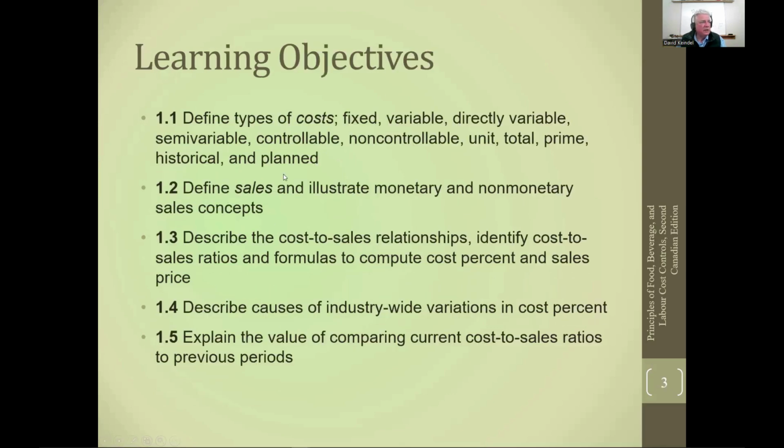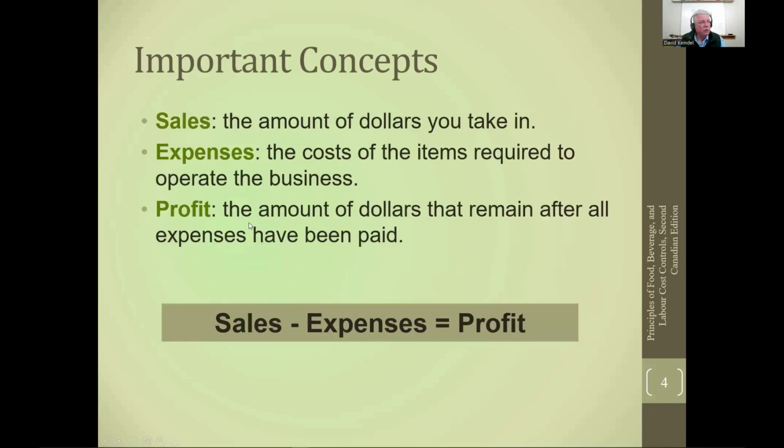So learning objectives, I mean, we have to understand these terms and things that are happening, understand ratios. So this PowerPoint is posted for you. And some important concepts you understand are sales, expenses, and profits. So obviously the sales, the money that comes in, and we subtract the expenses, how much it cost us for everything. Whatever's left over is profit.